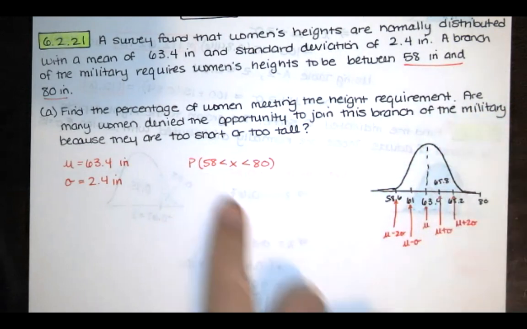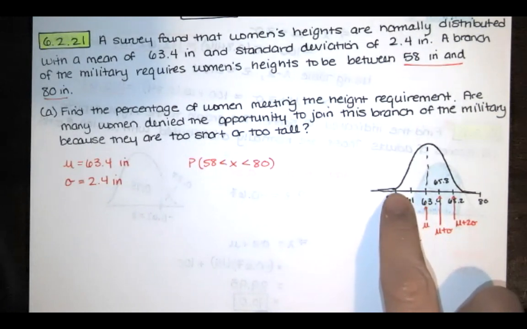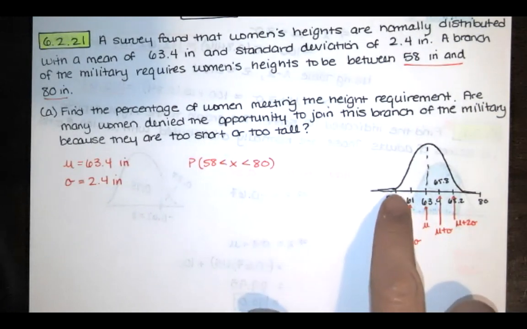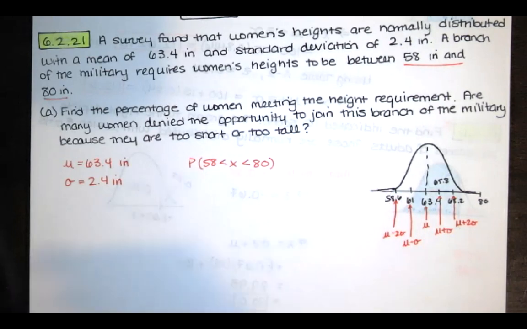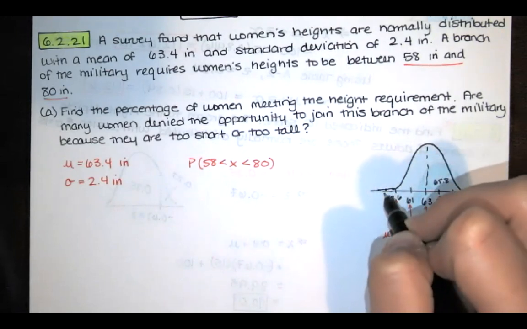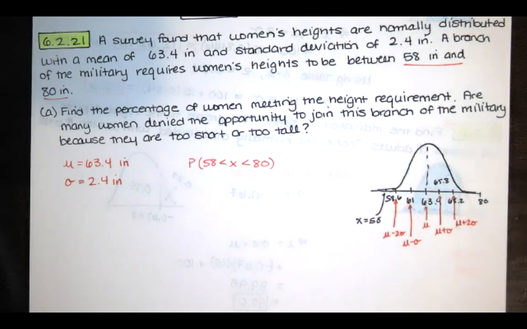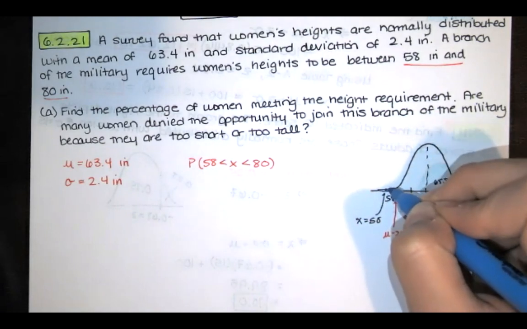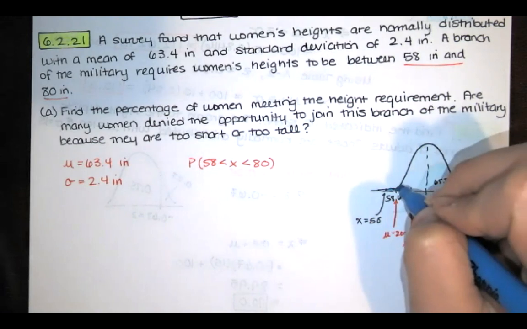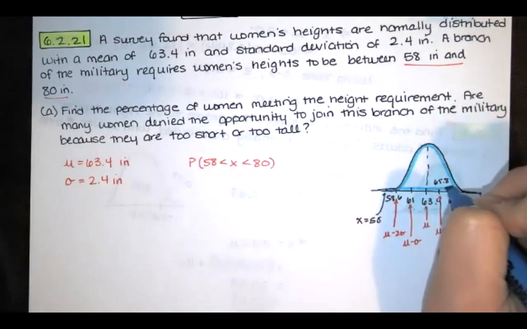And then 58, it looks like that's one standard deviation below the mean. That's two standard deviations below the mean. 58 is between that 58.6 and the next one. So I think the z-score that corresponds to that must be negative 2 point something. So let's just put that right there as a 58. X equals 58. So we are looking for this area here between 58 and 80. And it looks like we've got almost all the area, doesn't it?